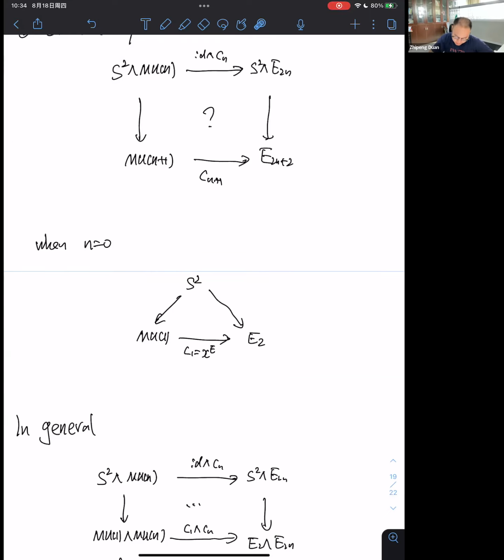In this triangle diagram, the map C1, the first Chern class, is actually the complex orientation x on E. And then this diagram commutes simply because of the definition of complex orientation, and because MU1 is CP infinity. So this also commutes.